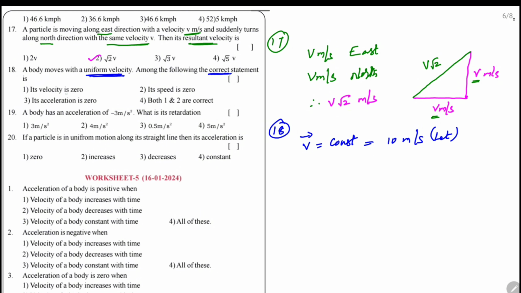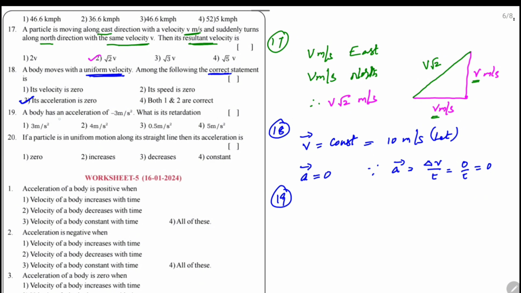Is its velocity 0? No, this is a wrong statement. Is its speed 0? When velocity is constant, its speed may not be 0. Its acceleration is 0, correct. When the velocity is constant, acceleration is 0, since acceleration is nothing but change in velocity over time. As velocity is constant, change in velocity is 0. Simple.